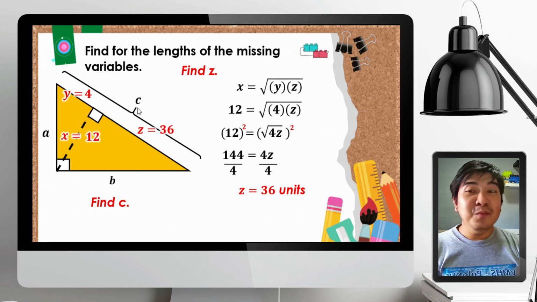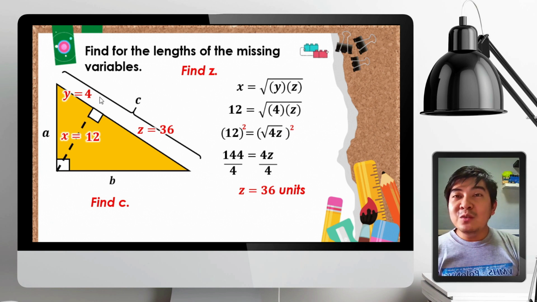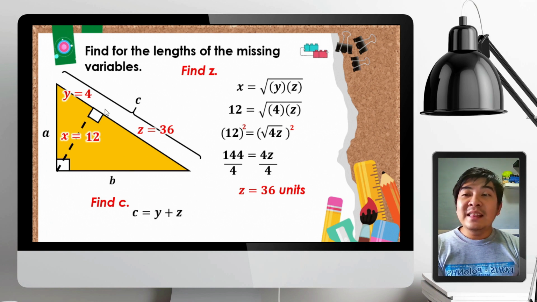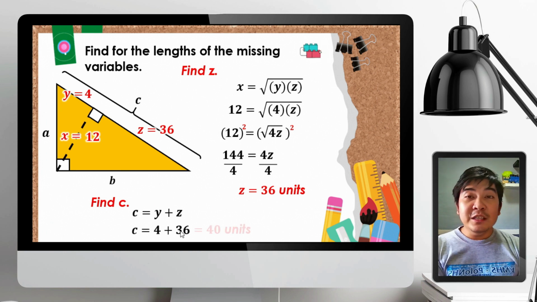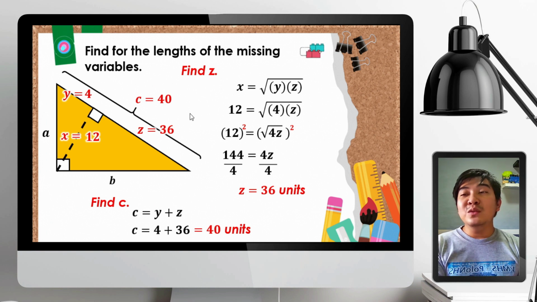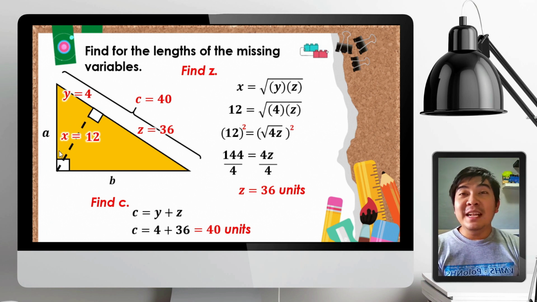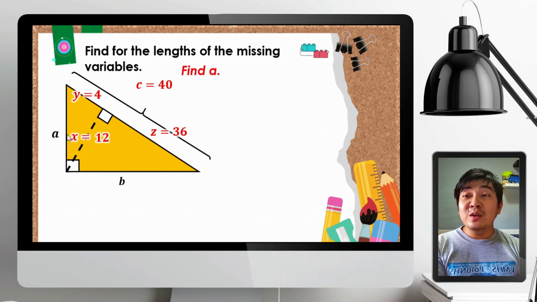Ayan, si C, si hypotenuse. Madali natin makukuha si hypotenuse since Y is already given as well as Z. So we just need to add the lengths of both segments. So that will just be 4 plus 36, which is equal to 40 units. So therefore, C is equal to 40. Since nakuha na natin yung length ni hypotenuse, makukuha na rin natin or madali na nating makukuha yung measure ng mga legs. Let us now find the value of A.